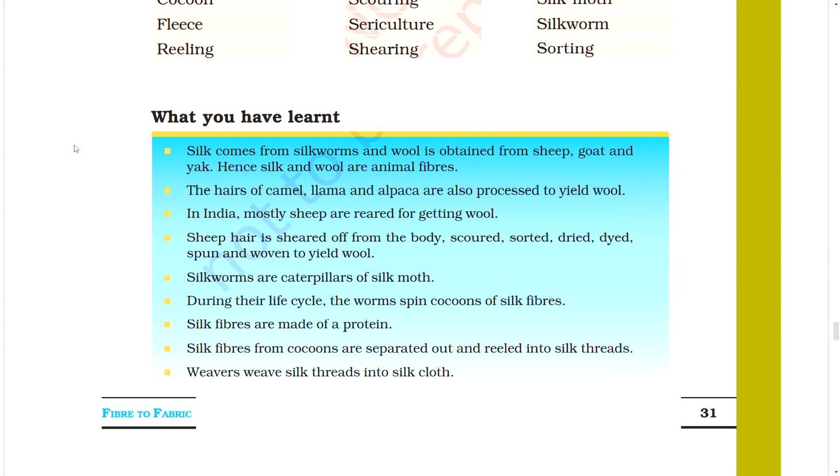Silkworms are caterpillars of silk moth. During their life cycle, the worms spin cocoons of silk fibers. Silk fibers are made of a protein. Silk fibers from cocoons are separated out and reeled into silk threads. Weavers weave silk threads into silk cloth.